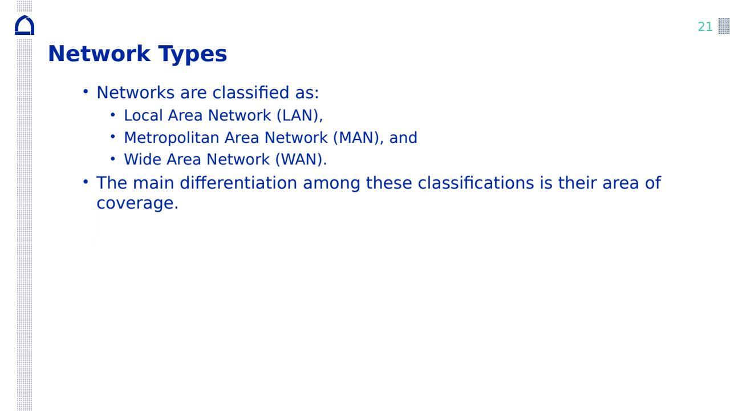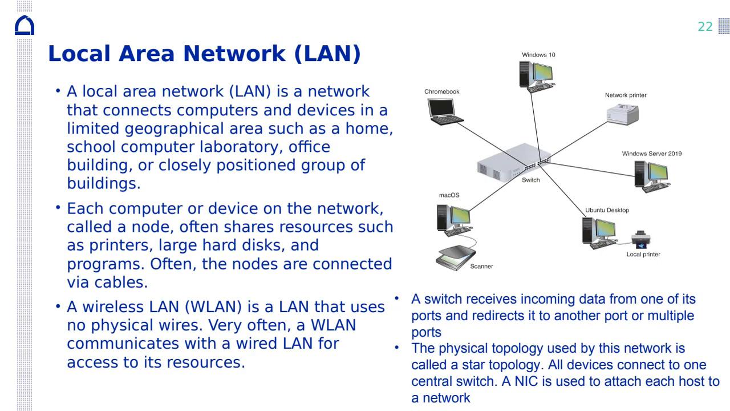For network types, we have LAN, metropolitan, and wide area network. The main difference between them is the area of coverage. A LAN is for a small geographical area. It's managed by the user. You will have someone to manage the network. It's very fast. We also have something called wireless LAN. It uses no physical wires, but it uses a wired LAN for access to its resources. So here in the LAN, you will have a switch.